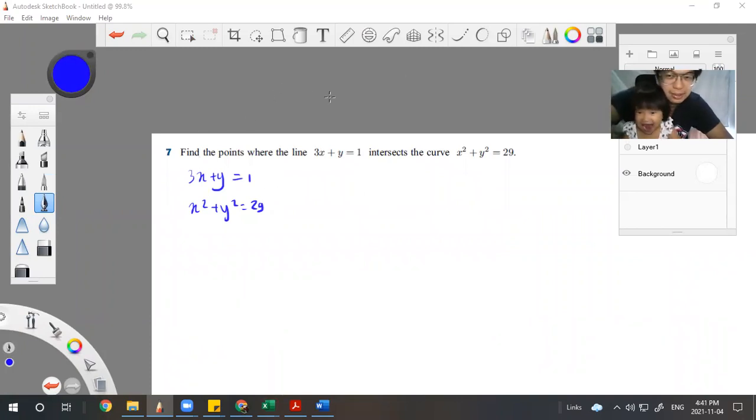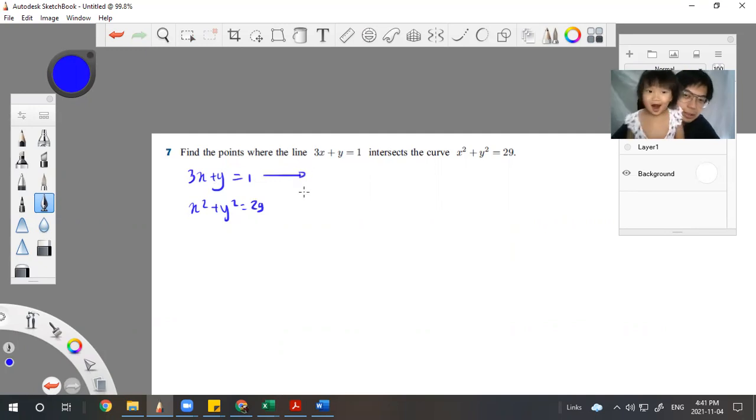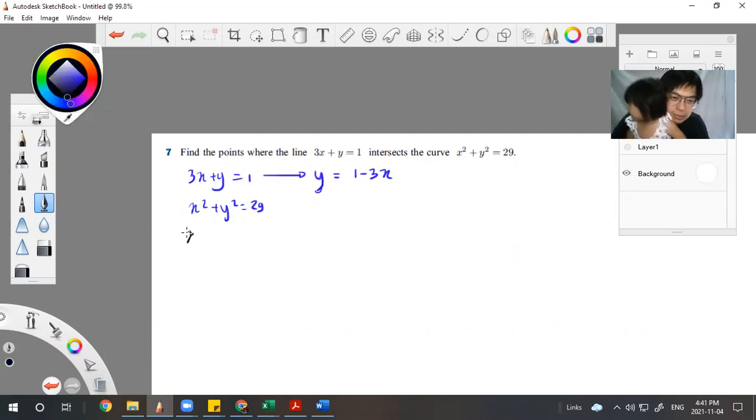So for number 7, what you need to do is try to solve for y. So y equals 1 subtract 3x. After you get y equals 1 minus 3x, you can substitute it into x squared plus y squared. What is y? 1 minus 3x, squared, equals 29. So everything is already in terms of x. So x squared plus, how do you solve the square of 1 minus 3x?